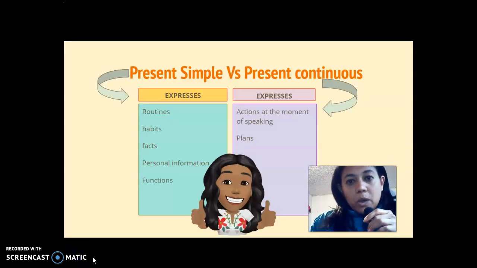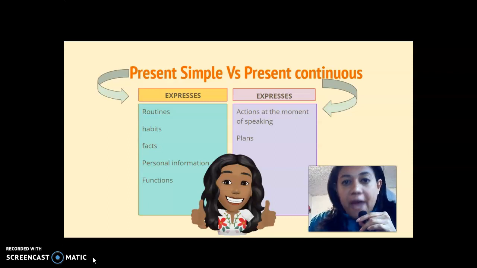Okay, so as I told you, we are going to talk about the present simple versus the present continuous. Before your vacations, we were talking about the present simple, and we have already said that present simple expresses some things. Some of them are routines, habits, facts, personal information, and functions of people or things. Those are the ideas that present simple expresses.